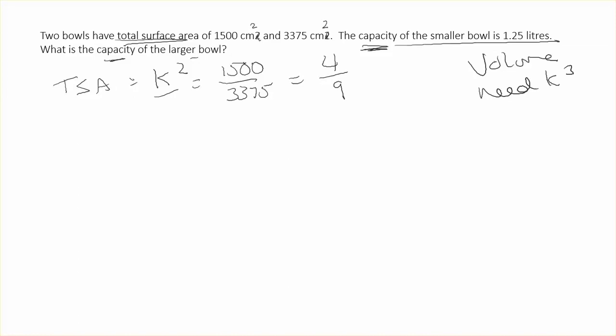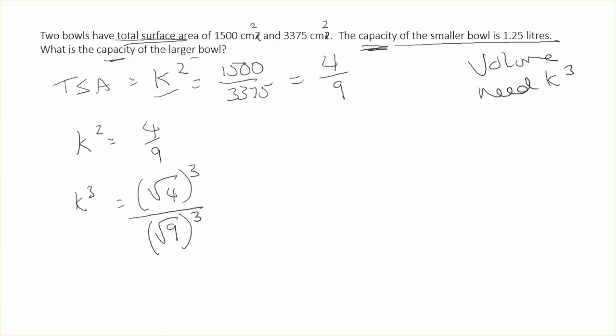So to go from k squared to k cubed, I just need to square root to get back to k, and then cube it to get to k cubed. So k squared is 4/9. To get k cubed, I need to square root that and then cube it. I need to square root 9 and then cube it. I always leave them separate so I can set up my cross multiplying equivalent fractions later.